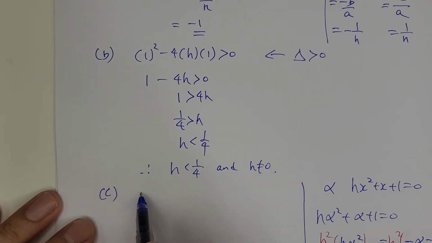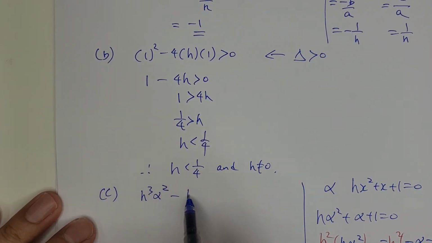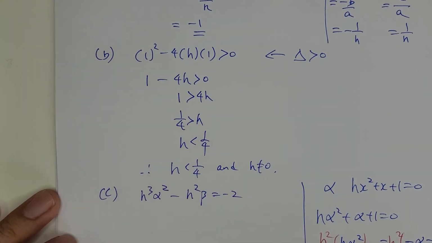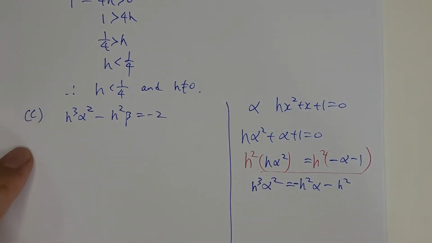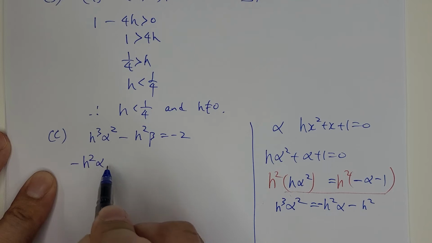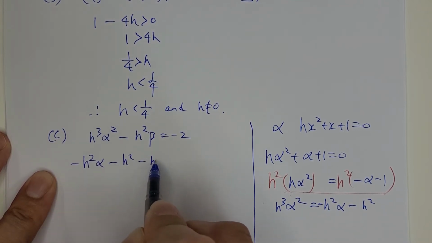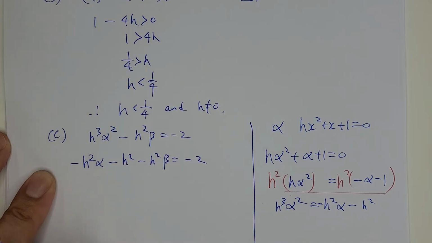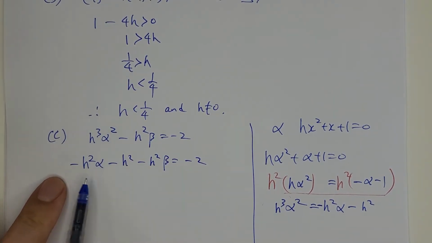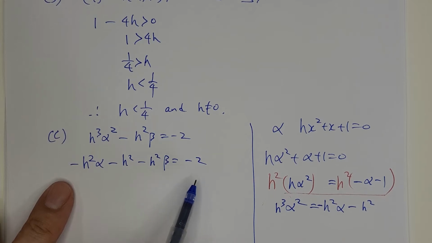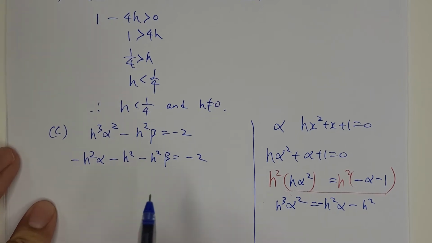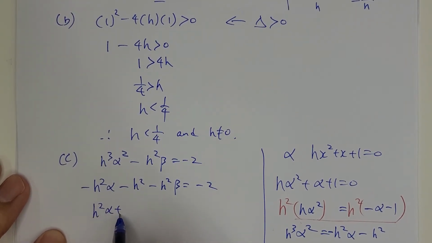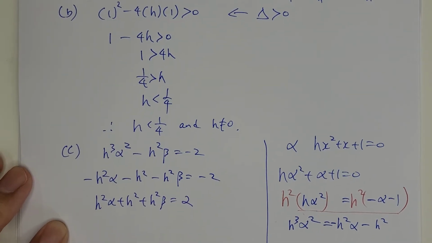For part C, h cubed alpha squared minus h squared beta equals -2. We use this relationship and substitute in here. Therefore, negative h squared alpha minus h squared beta equals -2. And you find that all terms in the equation are negative, so you can multiply all terms by -1 to change back to positive. And hence, h squared alpha plus h squared beta equals +2. So group the like terms.